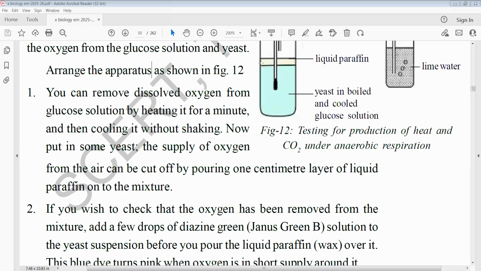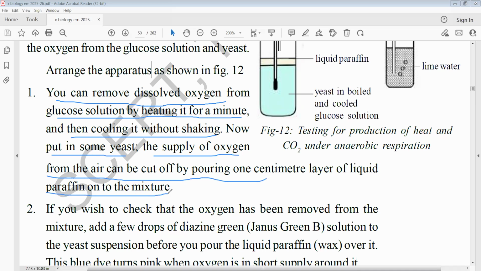So these three points are most important at examination level. How can we remove dissolved oxygen from the glucose solution? By heating it for a minute, then cooling it without shaking. Now put in some yeast. The supply of oxygen from the air can be cut off by pouring a 1 centimeter layer of liquid paraffin onto the mixture. So first of all, to remove the oxygen in the glucose solution, we have to heat it.